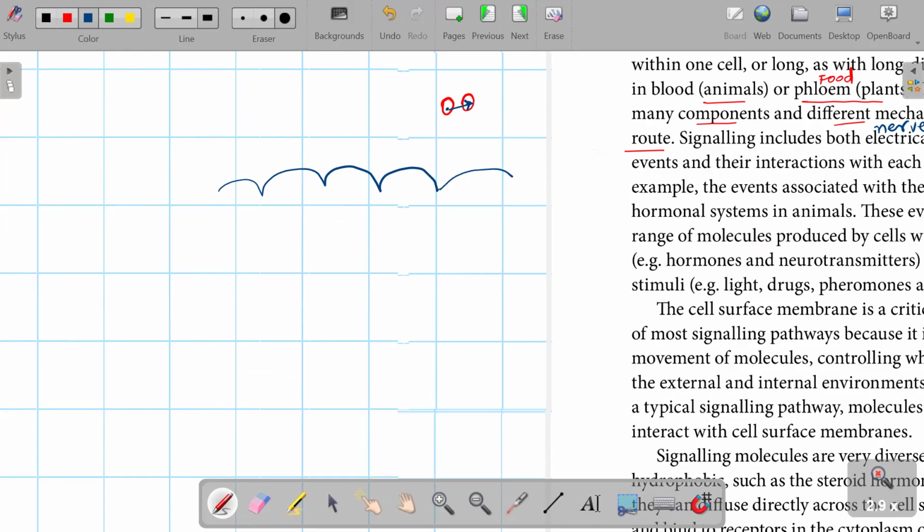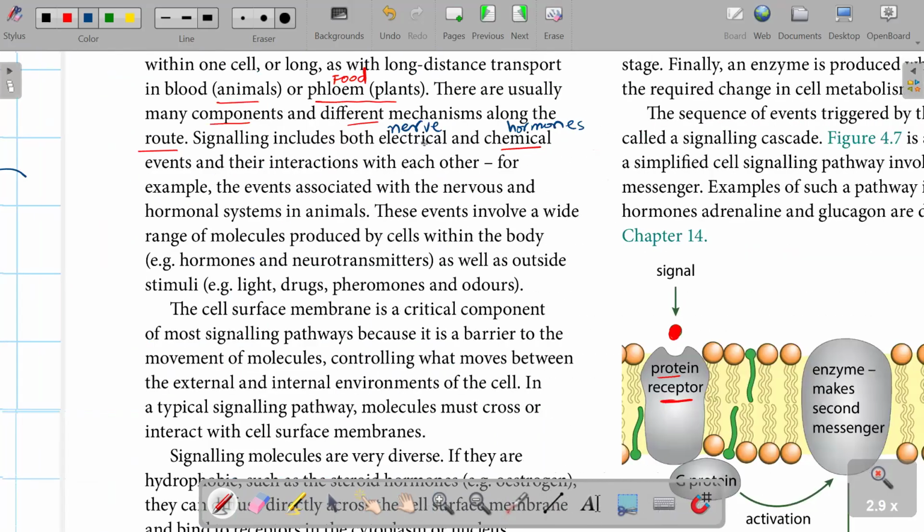At this stage, you just need to remember that when we talk about the hormonal response or the nervous response, the nervous response will always be faster, because it is done in the form of electrical events. Clear? Then, signaling includes both electrical and chemical events and their interaction with each other. This is what they have mentioned now: the events are associated with the nervous system and the hormonal system.